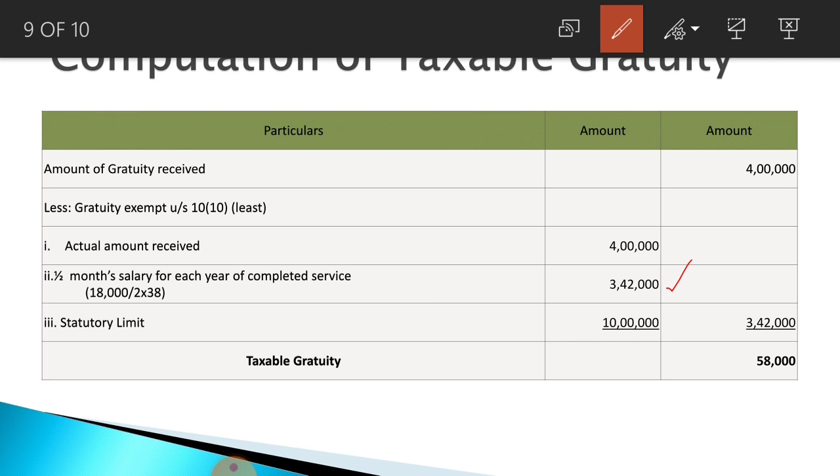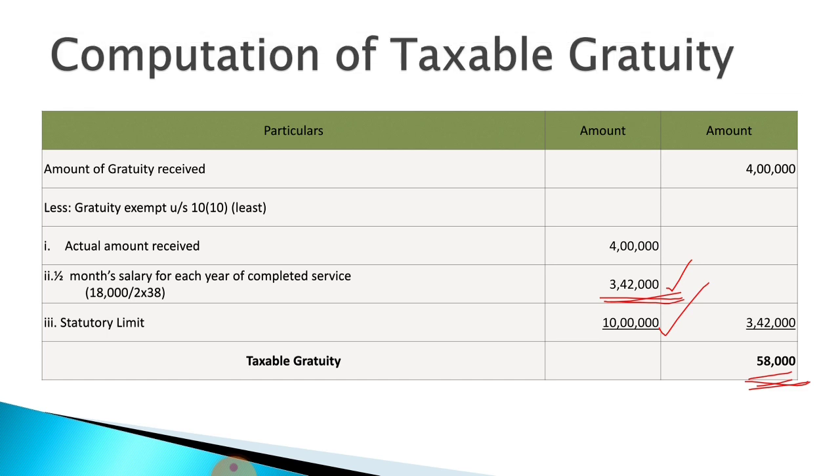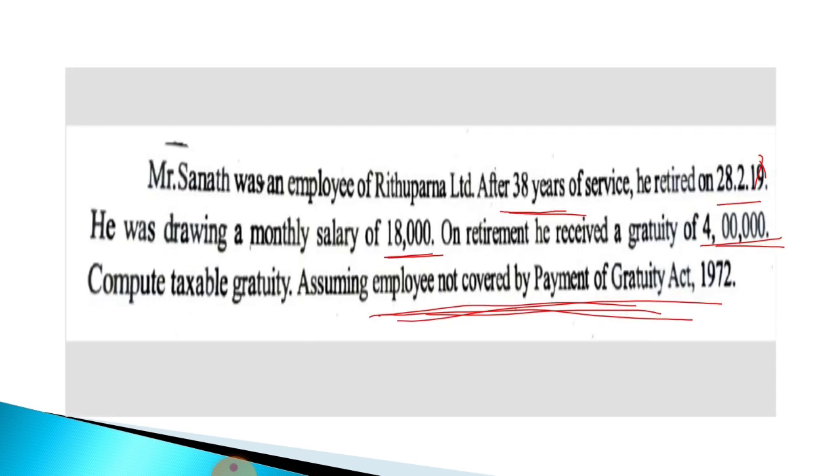3,42,000. Next, statutory limit 10 lakhs. Least of the following you have to consider. Half month salary is least in this problem, that is your exempted gratuity amount. When you deduct this exempted gratuity from actual gratuity received, you get 58,000 as taxable gratuity. So this is the taxable gratuity of Mr. Sanath after his retirement. So this is the problem relating to person or employee not covered by the Payment of Gratuity Act. So these are the problems relating to covered under Payment of Gratuity Act and not covered under Payment of Gratuity Act, important for 4 marks.